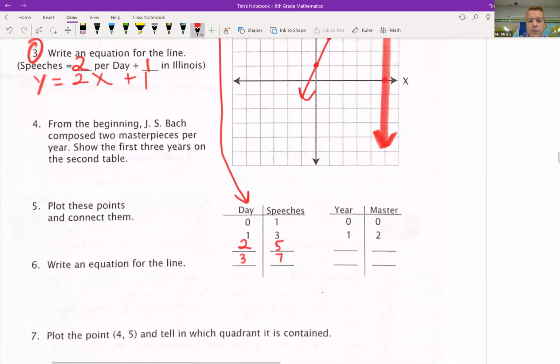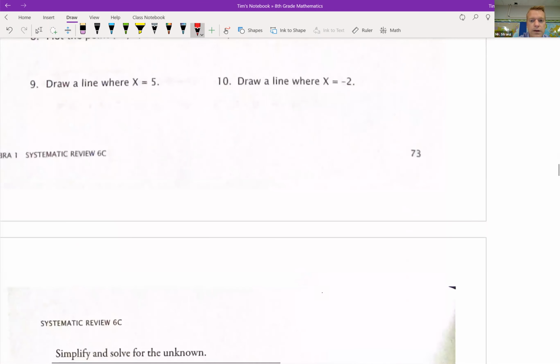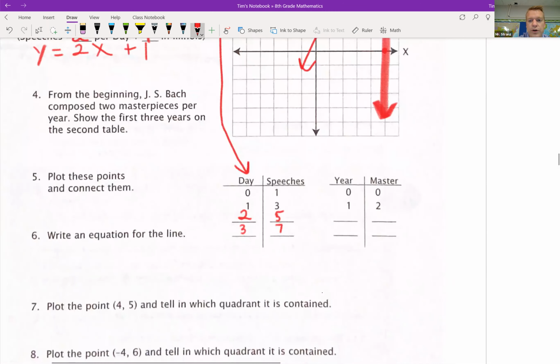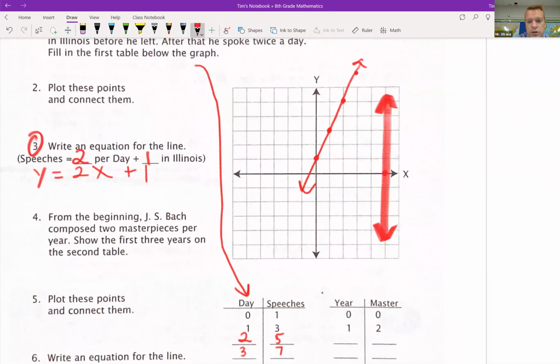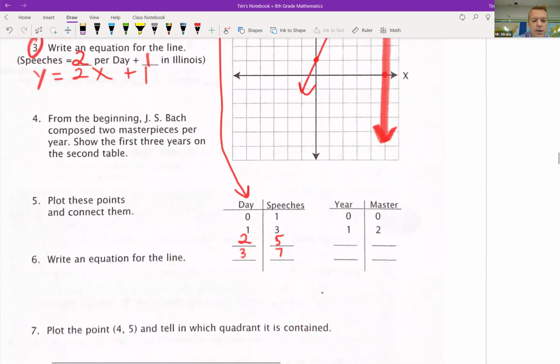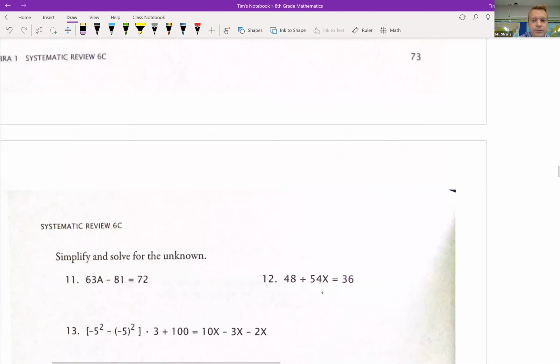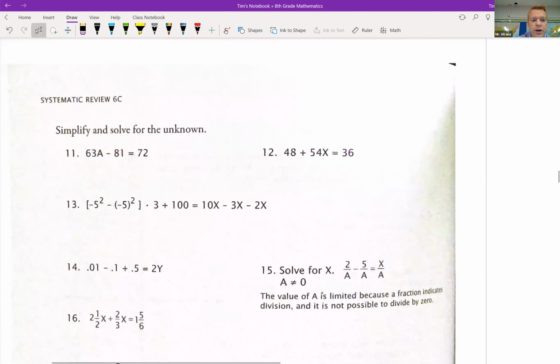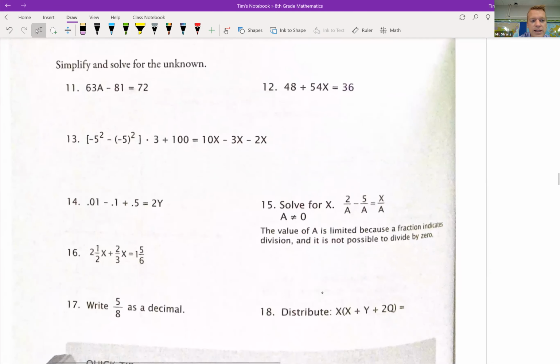All right. If y equaled 5, 1, 2, 3, 4, 5, you would have a horizontal line. Okay. All right. So I want you to do number 10 then. On page 74, it is mostly a review from last lesson.